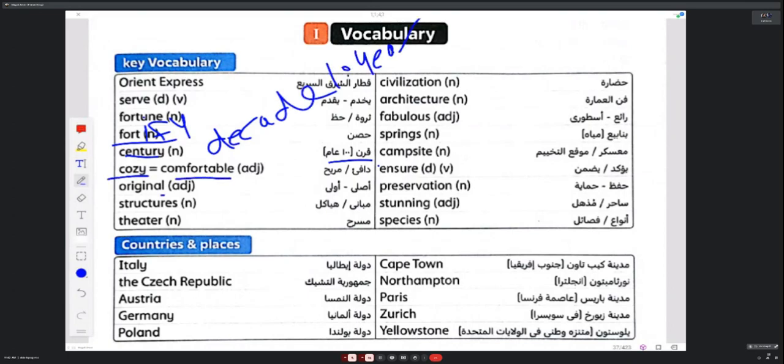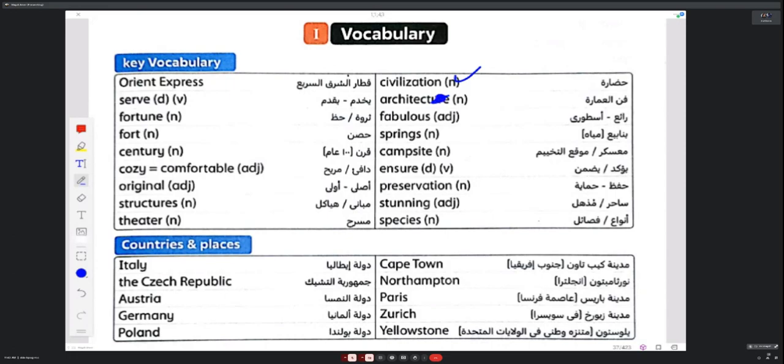Cozy, comfortable. Original, the origin of something. Structures. Theater, stage: stage means the place where actors perform, but theater is a whole place. Stage can also mean a phase, but theater is theater as we know. Civilization, civilized, civilian. Architecture, architect, the person himself. Architecture, the art itself.